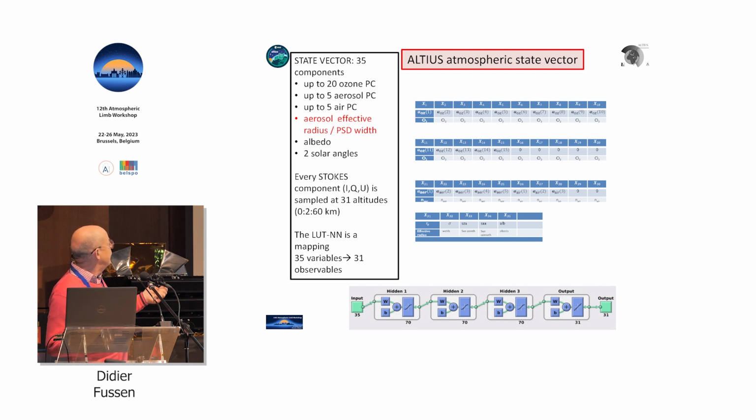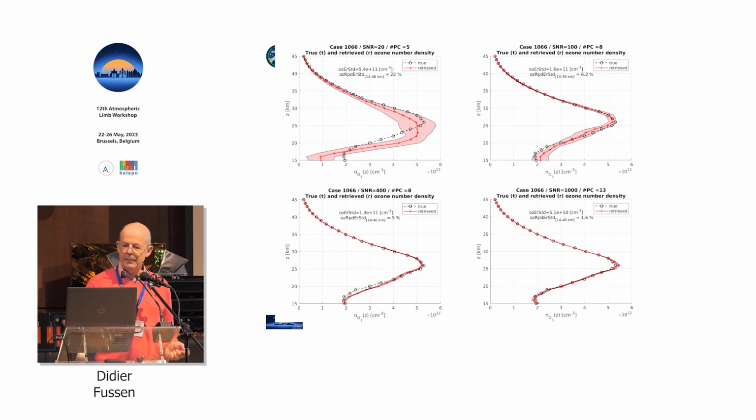So 35 parameters, and we compute the Stokes components at, let's say, a sampling of 2 kilometers over a 0 to 60 kilometer range. Our lookup table will consist of this mapping between the state vector and the radiance vector, and this is done by a neural network at 1% accuracy. For the retrieval, many algorithms are possible, but you see that signal-to-noise ratio and number of principal components are related.